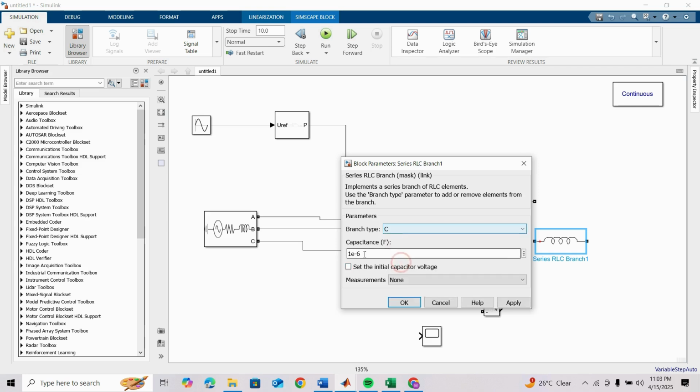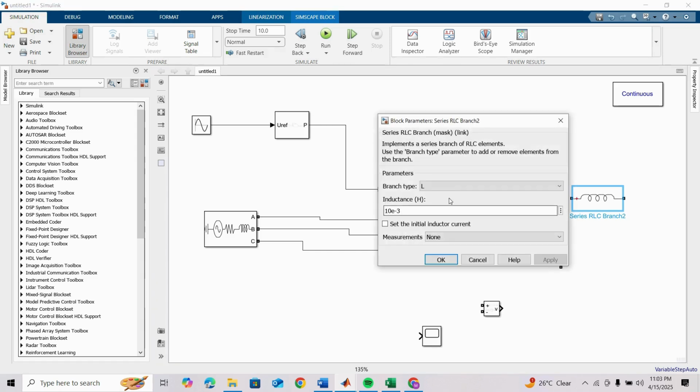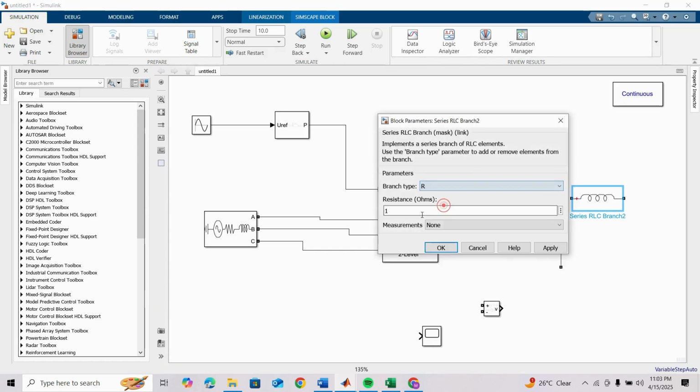The capacitor value is 500E minus 5, and the capacitor will be connected in parallel. Again we need a resistive branch, which I want to consider as the load. I'm setting it as 5000.